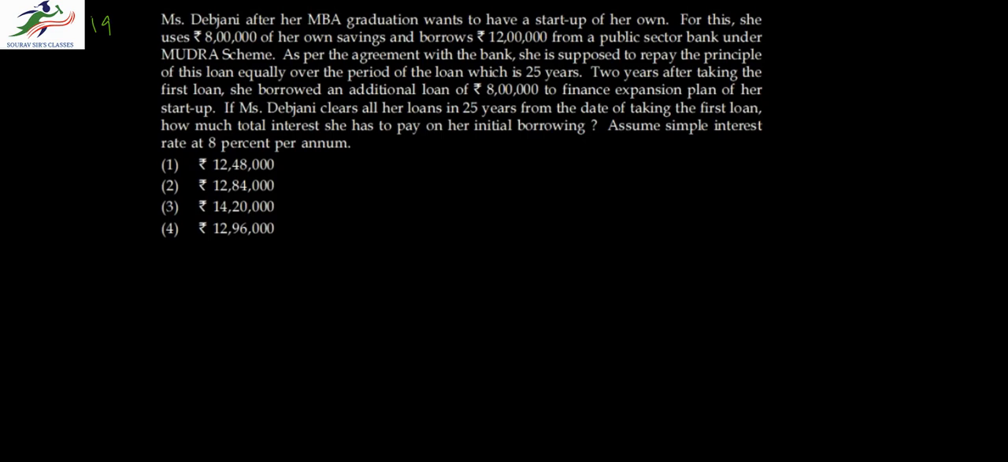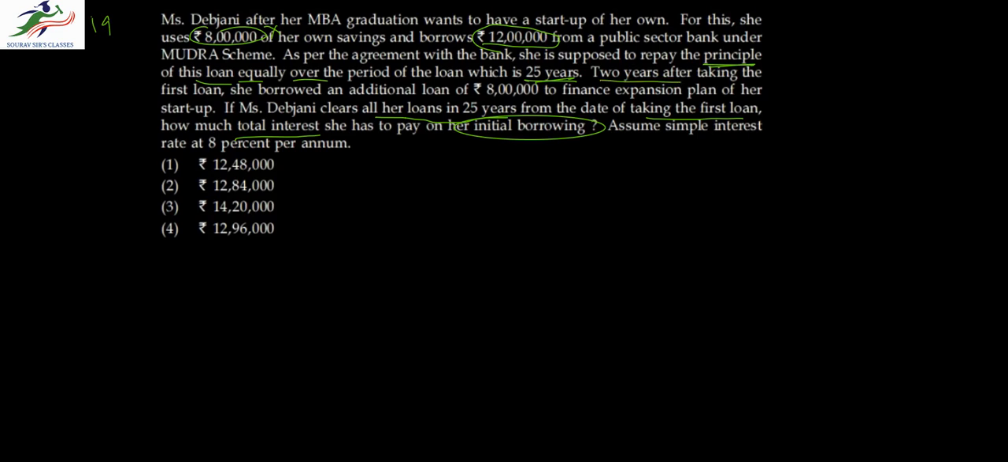So you see, the question is, if Debjani clears all her loans in 25 years from the date of taking the first loan, how much total interest does she have to pay on her initial borrowing? She uses 8 lakh of her own saving, which is not required at all, and borrows 12 lakhs. This is the first borrowing that she did, and then she is supposed to pay the principal amount of this loan equally over the period of 25 years. So that is one important information.